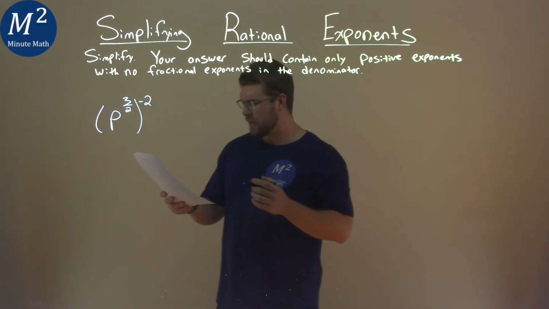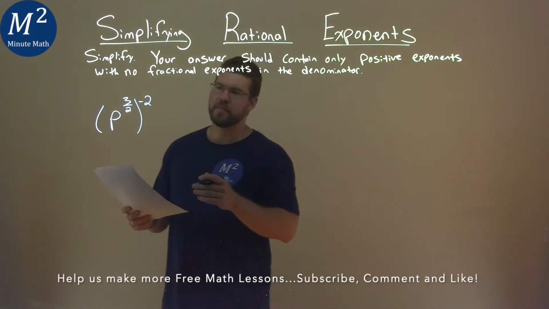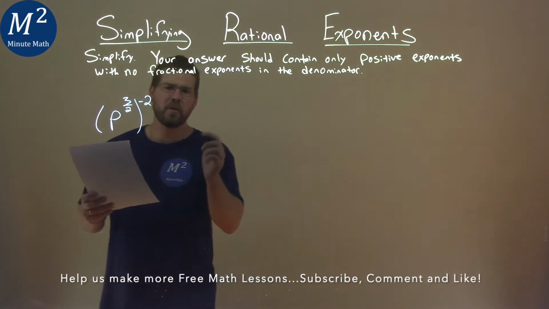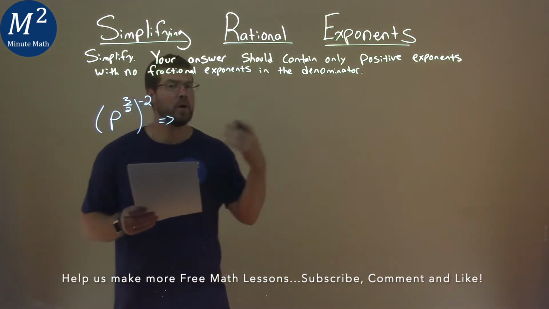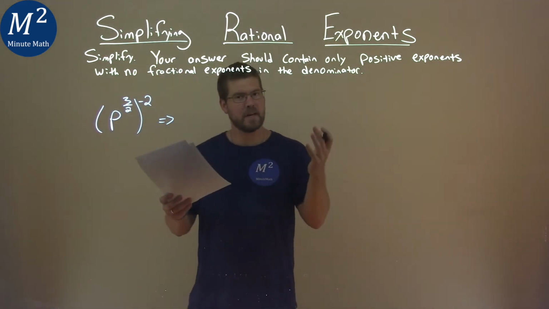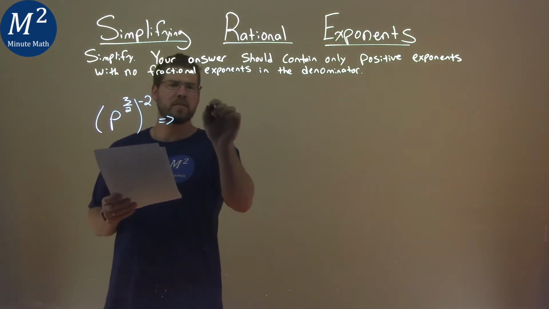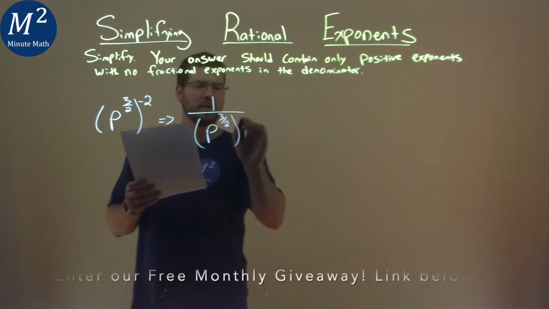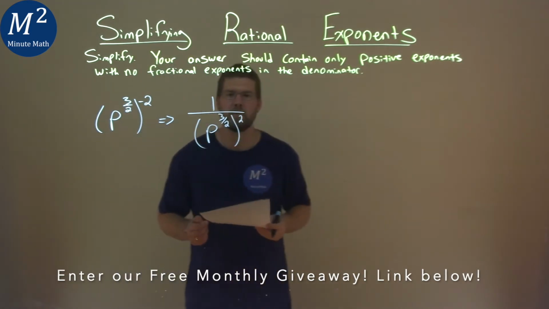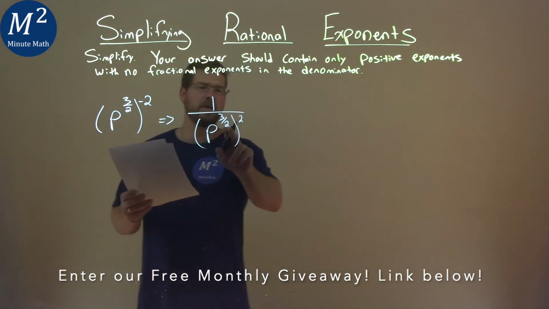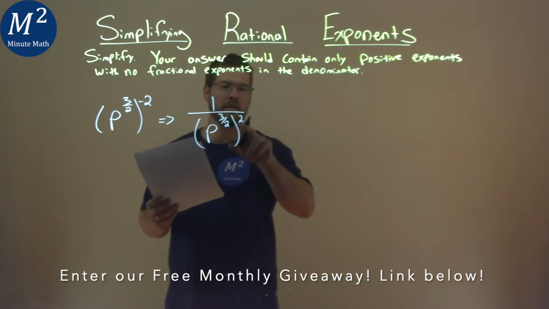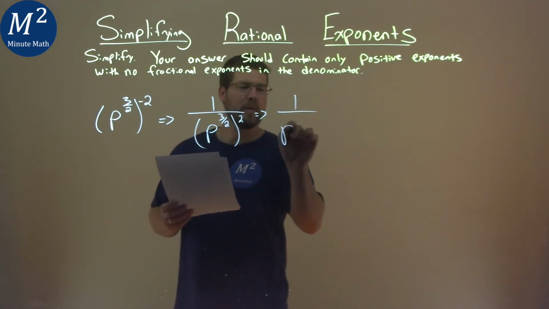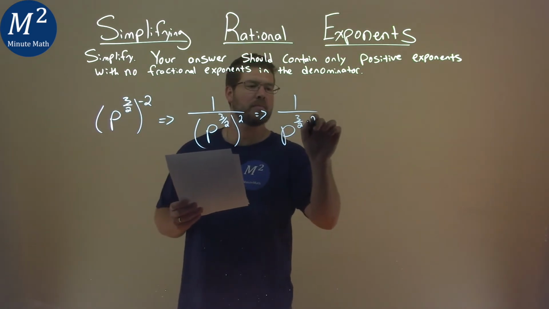We're given this problem right here: p to the 3/2 power, all to the negative 2 power, and we have to simplify. With a negative exponent, it's the same thing as 1 over whatever's inside to a positive exponent. So this is the same thing as 1 over p to the 3/2 power, all to the positive 2 power. Now our rule with these exponents is that we multiply the 2 by the 3/2.